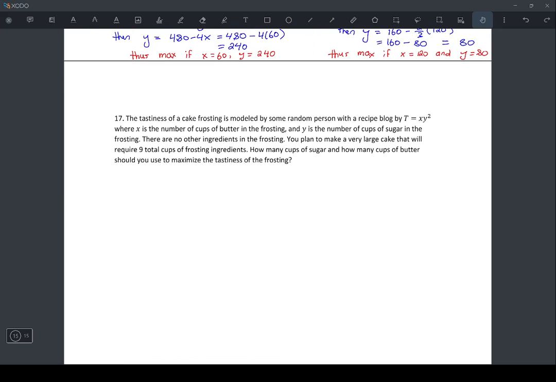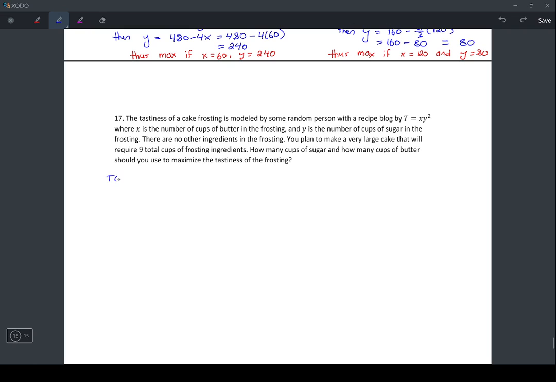Okay, last example. Big, scary looking paragraph, but the math itself is going to be more straightforward than the previous stuff. The tastiness of cake frosting is modeled by some random person with a recipe blog by the function T for tastiness equals x times y squared, where x is the number of cups of butter in the frosting and y is the number of cups of sugar in the frosting. There are no other ingredients in the frosting. You plan to make a very large cake that will require 9 total cups of frosting ingredients. How many cups of sugar, how many cups of butter should you use to maximize the tastiness of the frosting?